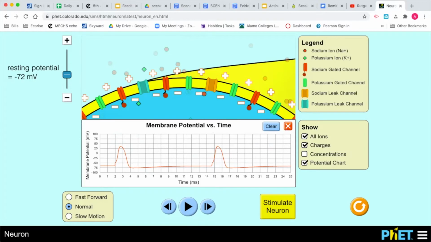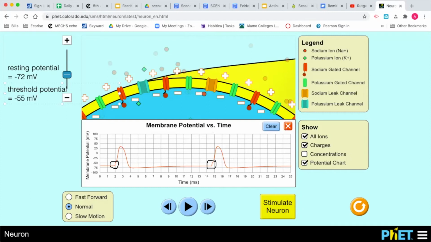Now, I want to draw your attention to this little sort of stair step looking thing right here. This is showing us something called the threshold potential. And the threshold potential is the charge you have to reach in order to have an action potential take place. And that's somewhere in the neighborhood of negative 55 millivolts.